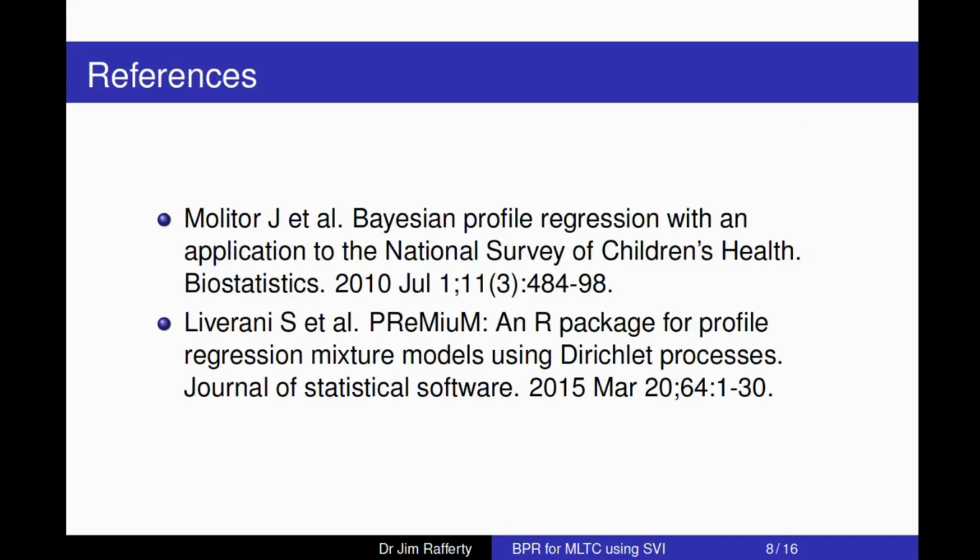So BPR is actually not a new modeling framework. It was, as far as I'm aware, the first reference to describe it.